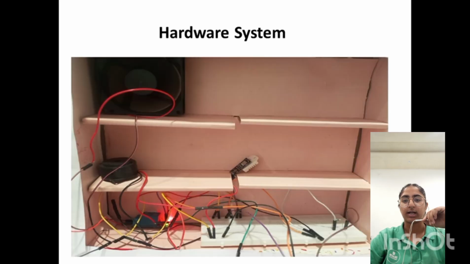We are using the Arduino Nano 33 IoT. This is the main sensing and control unit. It reads temperature and humidity using a DHT22 sensor and controls the cooling fan via a relay module. A buzzer is also connected to give sound alerts when the temperature crosses the limit.